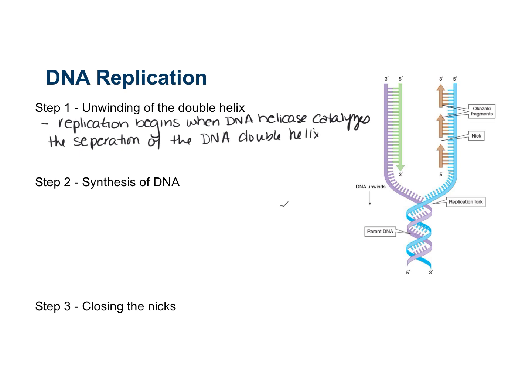Now, the point where this unwinding takes place is called the replication fork. So when we talk about the replication fork, this is the point where the double helix unwinds during replication. Right? And that's what's being exposed. So we've got the replication fork right here, okay?